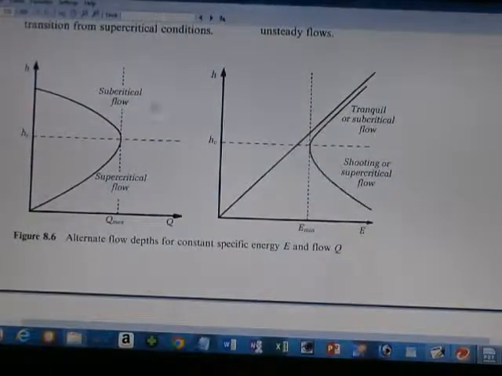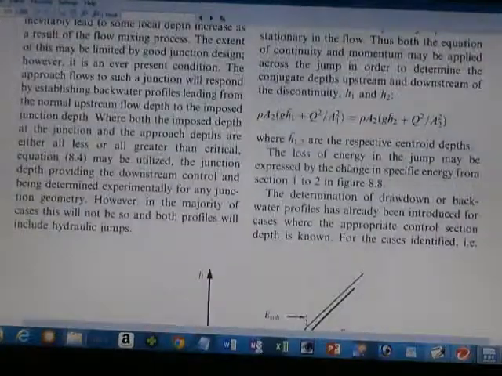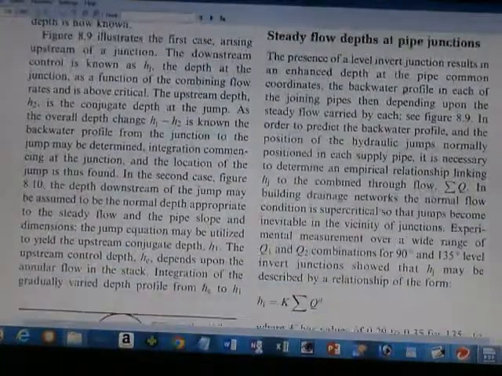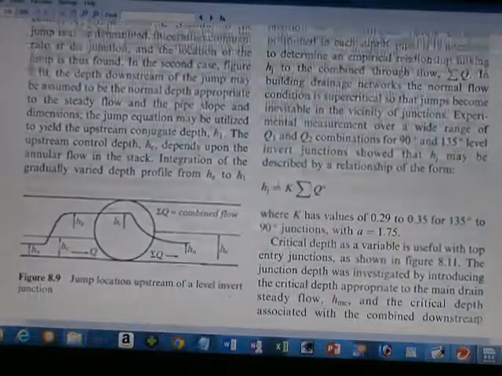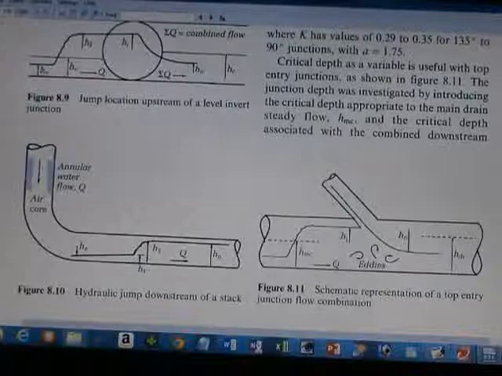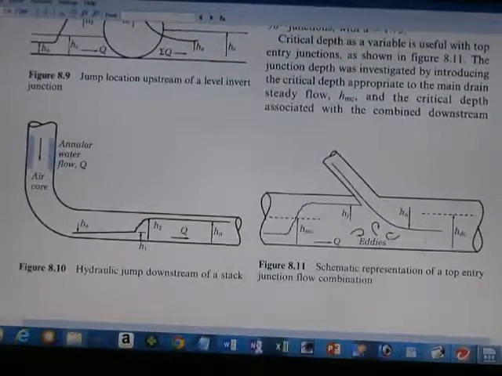So this is the alternative depth of the constant energy E and the flow. This is a hydraulic jump equation for a steady flow depth in the pipe junction. At the pipe junction, we have to know about the steady flow depth.